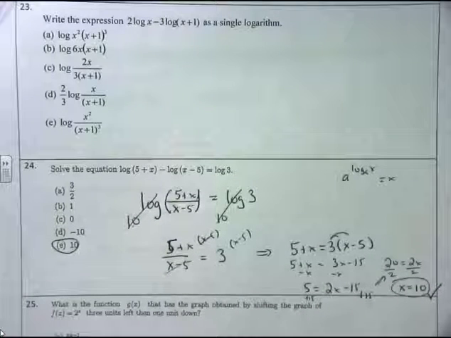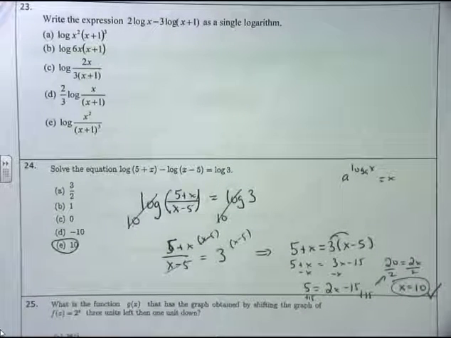Well, this was a long homework set, but I try to give you good problems that if you master this, you'll ace anything I put on the test. Number 23. Write the expression for 2 log x minus 3 log x plus 1 as a single logarithm. Again, Humpty Dumpty, but this time they want me to put it back together again.